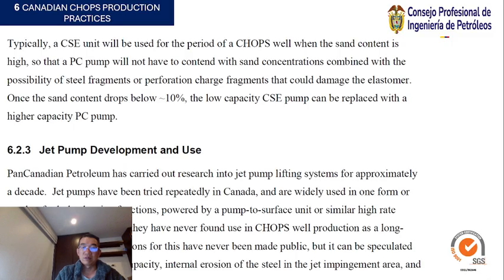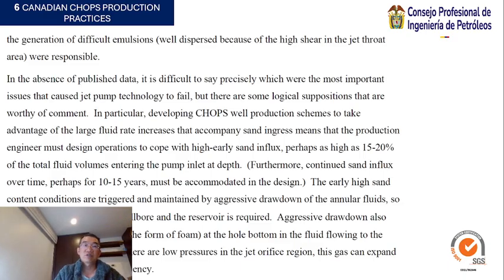However, they have never found use in heavy oil production as a long-term lifting system. The reasons for this have never been made public, but it can be speculated that the problems of lifting capacity, internal erosion of the steel in the jet impingement area, and the generation of difficult emulsions were responsible.